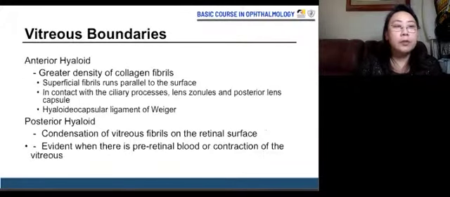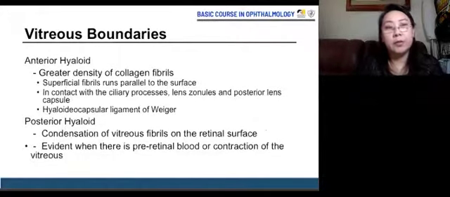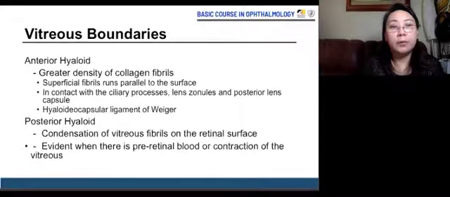The vitreous has an anterior boundary and a posterior boundary. The anterior hyaloid contains the greater density of collagen fibrils. Superficial fibrils run parallel to the surface and are in contact with the ciliary process, lens zonule, and posterior lens capsule.